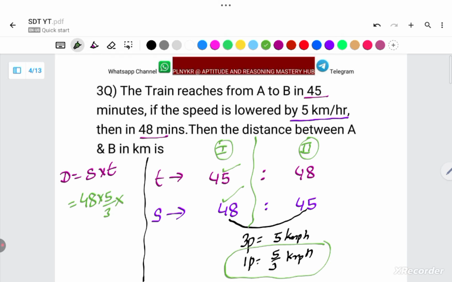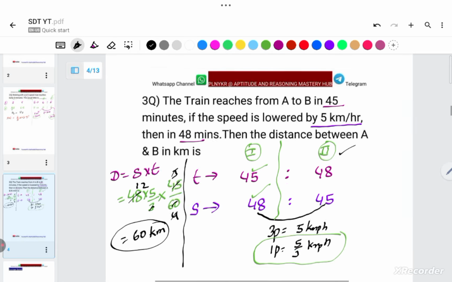Whereas time is clearly given in the question, 45 minutes. I will convert it into hours because the speed was in kilometers per hour. 45 by 60 is 3 by 4. 3 will get cancelled. 4, 12. 12 into 5 is 60 kilometers, because the speed was in kilometers per hour. So the distance is 60. Even if you take the second case values, you will get the same distance.